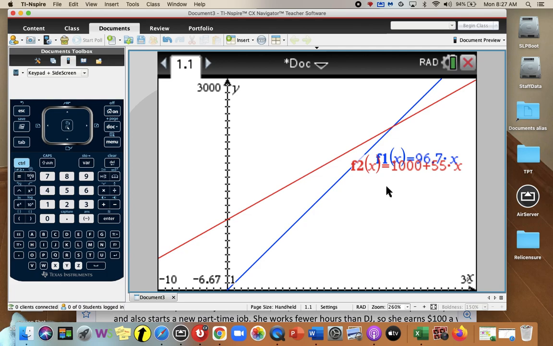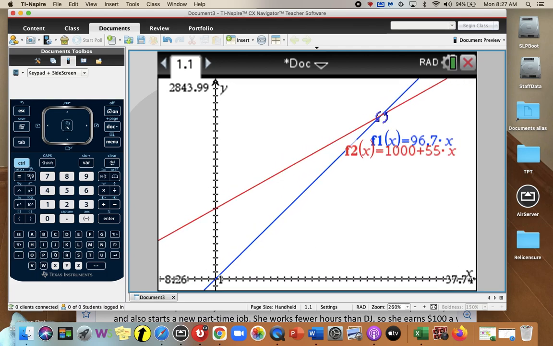We can see where they cross. You can also click and hold and drag this. So what we're looking for is when are they the same? Because paying $1,000 for that phone up front is going to be more expensive at first, more money out of your pocket. But if you're paying $96 a month versus $55 a month, eventually they're going to meet. So the question is, when do they meet? Where's that point of intersection?